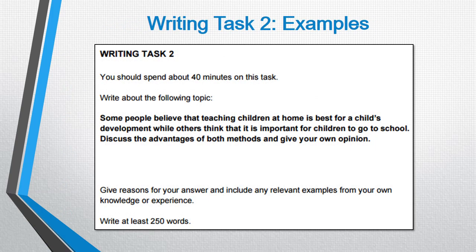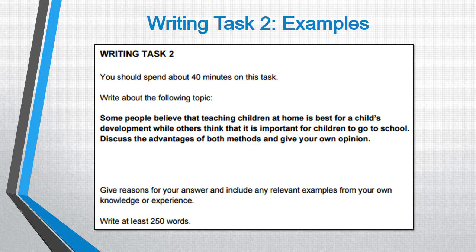Here's an example of an IELTS Writing Task 2 for the general paper. You should spend about 40 minutes on this task. Write about the following topic. Some people believe that teaching children at home is best for a child's development, while others think that it is important for children to go to school. Discuss the advantages of both methods and give your own opinion. Give reasons for your answer and include any relevant examples from your own knowledge or experience. Write at least 250 words.